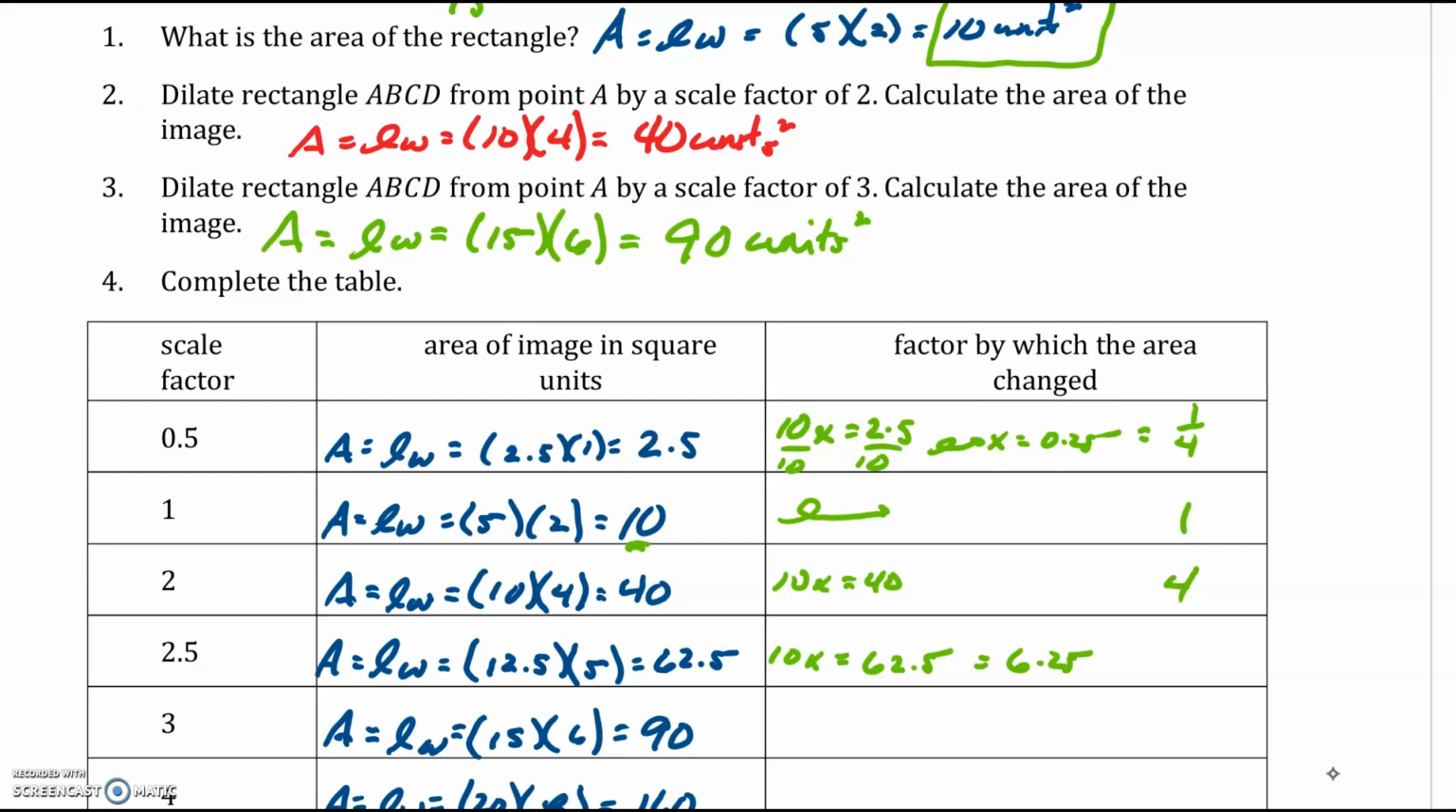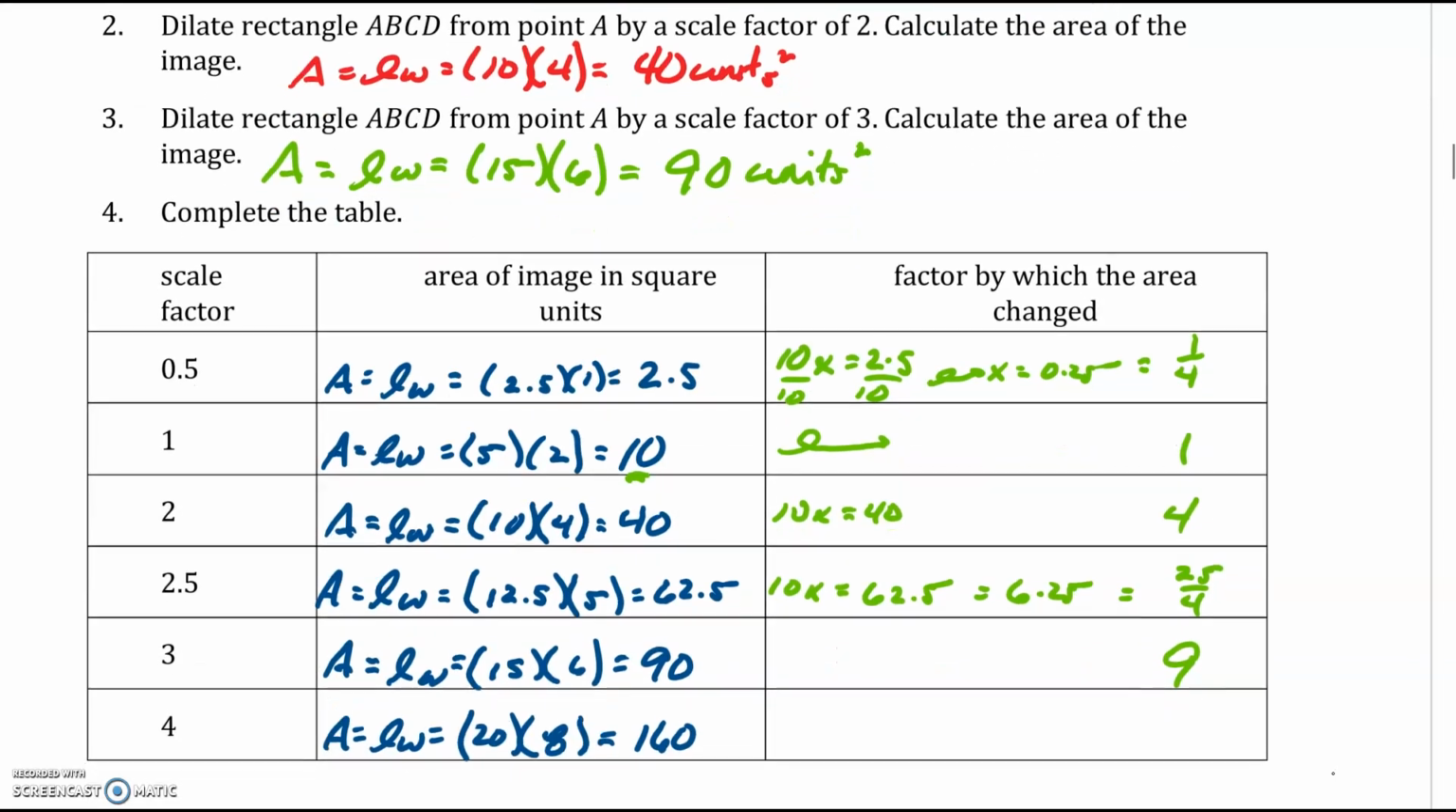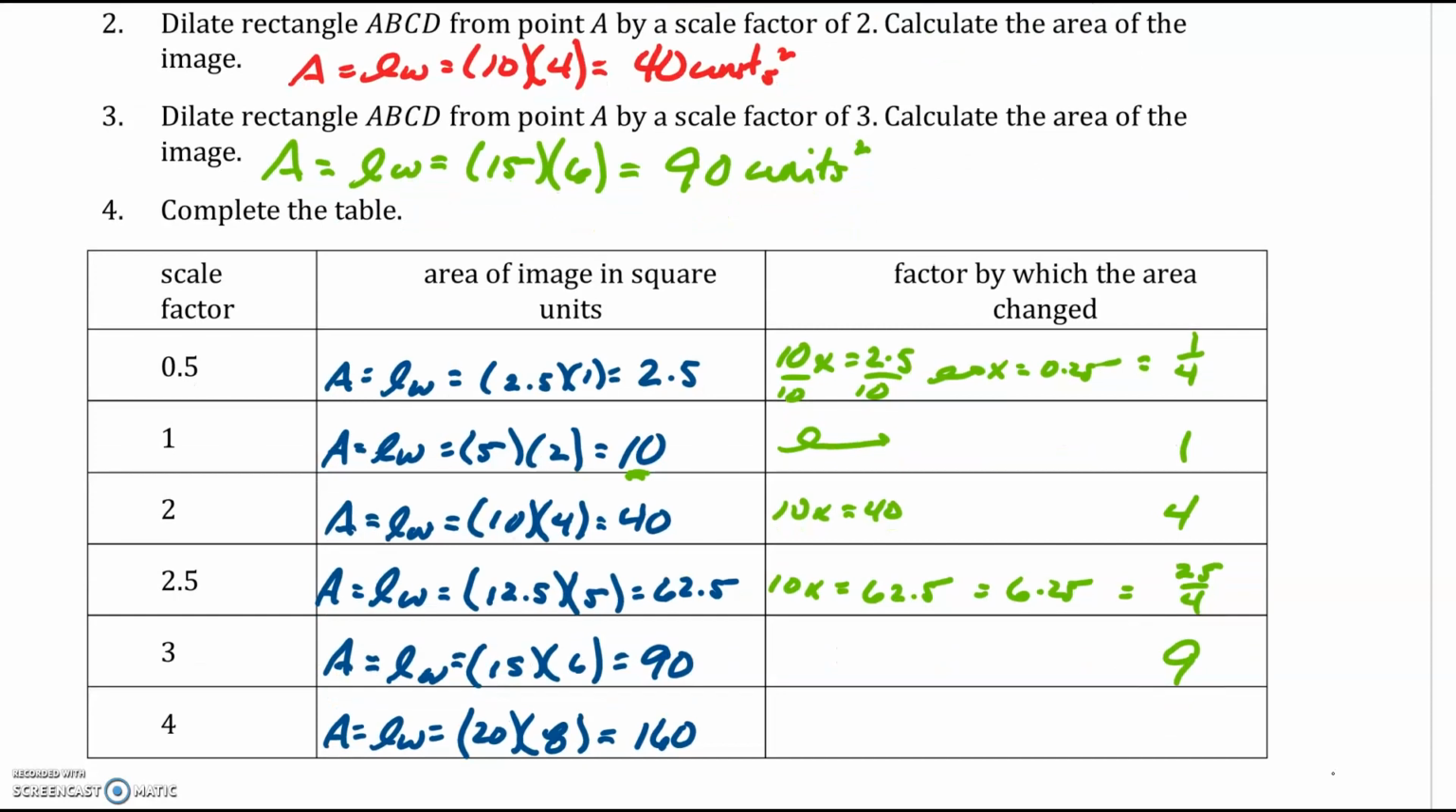And 6.25, written as a fraction, is 25 fourths. What do I have to multiply 10 by to get to 90? Well, that's a 9. What do I have to multiply 10 by to get to 160? And that is 16.